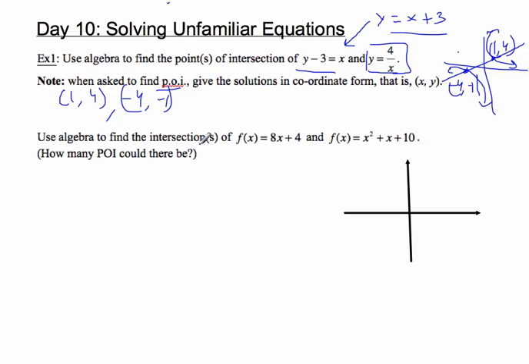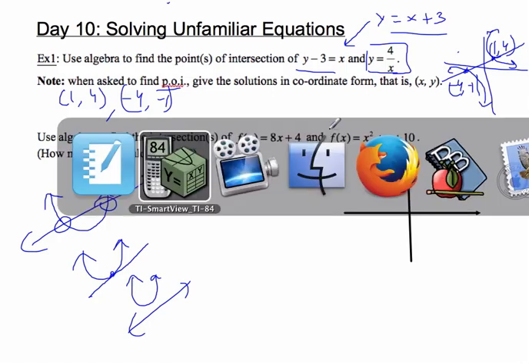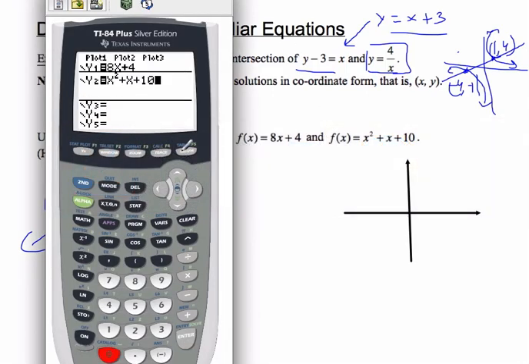Okay, so how many points of intersection do these two functions have? Again, we're going to graph that using a graphing calculator and find out the answer, but how many points of intersection could there be? Well, this is a quadratic and this is linear, so if you have a quadratic and a linear, you could have 2 points of intersection. It's possible to have 1 point of intersection, or there could be 0 points of intersection. So you get those 3 possibilities. So to find the intersection, we're going to graph that using our graphing calculator.